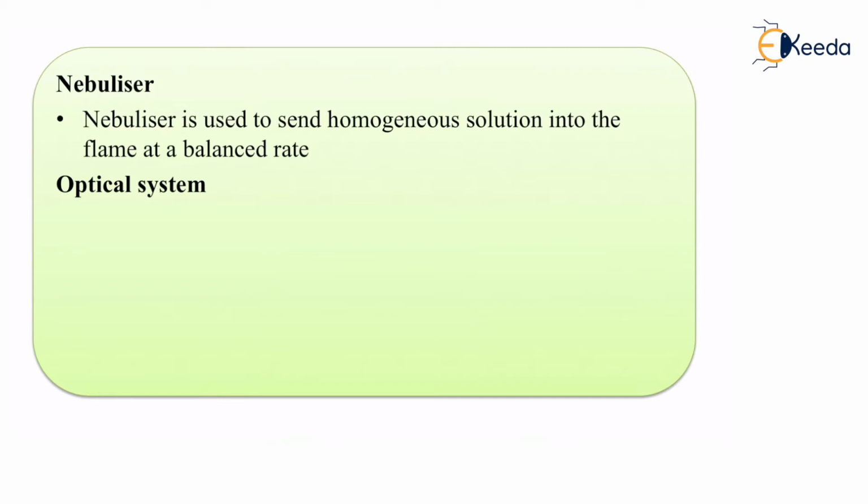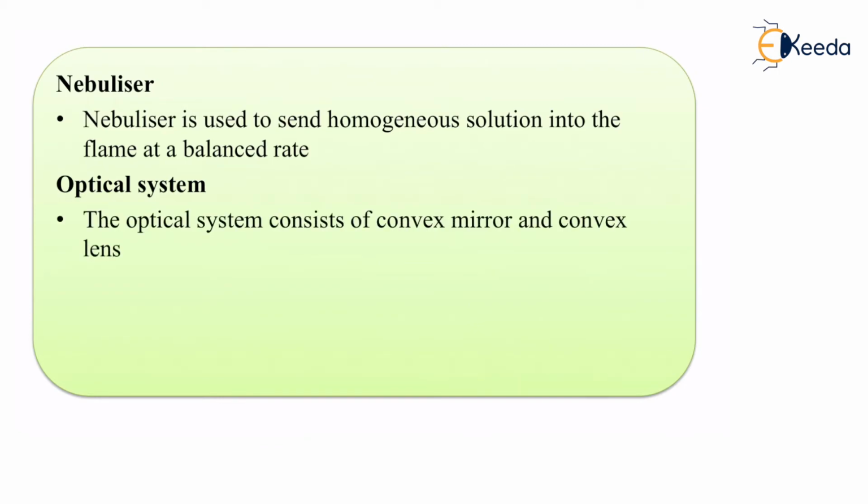The third is the optical system. The optical system consists of a convex mirror and a convex lens. Now there are two types of mirrors and lenses. One is concave and the second is convex. Concave is when it is shaped inside, in a curve which is going inside. Convex is when it is shaped outside, the curve is going outside. So there are two types, concave and convex.